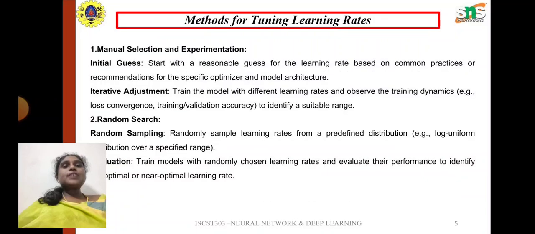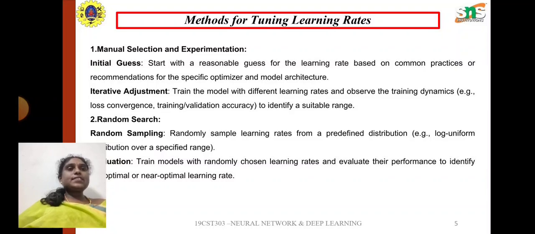The challenges and considerations for the different methods of tuning learning rates are the model architectures and manual selection and experimentation with the model architectures and complexities. The optimal learning rate can vary depending on the architecture, datasets, and complexity of the task; larger models or larger complexity may require different learning rates.